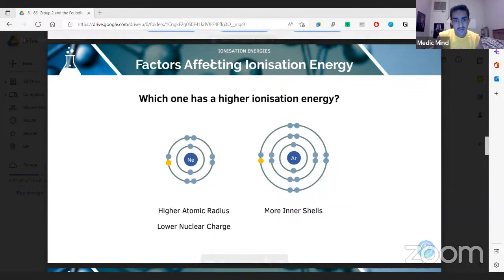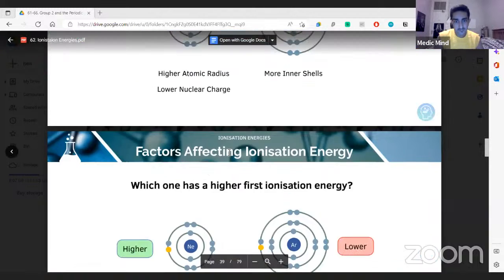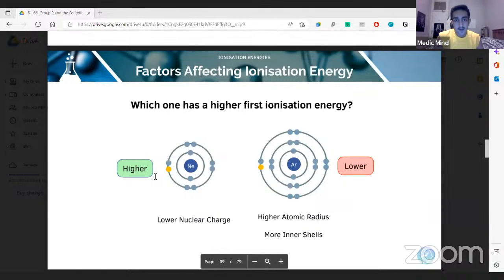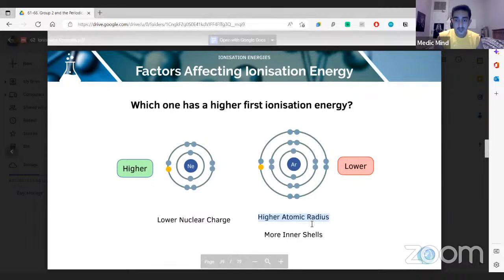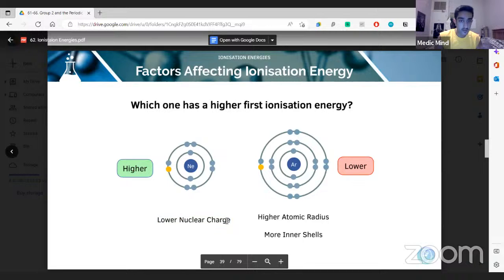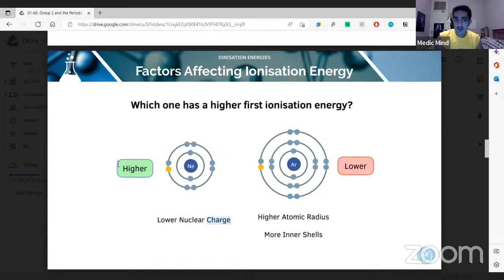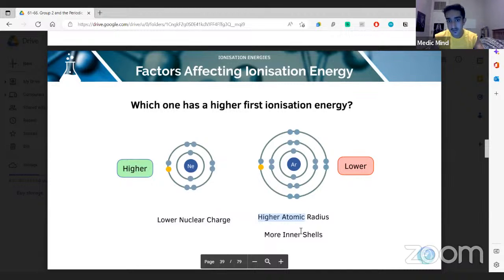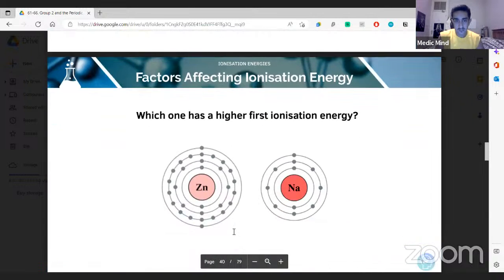So which one of these will have a higher ionization energy? It's actually going to be the one with fewer shells and a lower radius than the one with the lower nuclear charge. The reason is that the shielding effect is a much stronger effect. It outweighs the increase in nuclear charge. It is much more potent at reducing the ionization energy than having an increased nuclear charge.